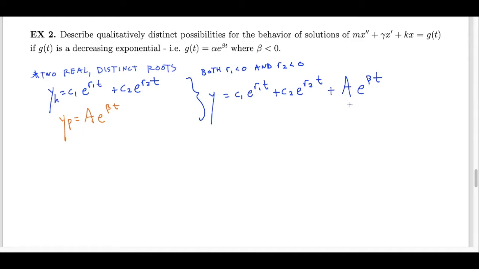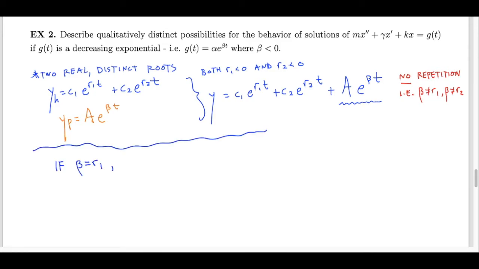More specifically, the addition of this term that results from the forcing function doesn't qualitatively change the behavior of the system. But you'll recall that this structure for a general solution assumes that there is no repetition between the y sub p that I have chosen and either of the terms in my y sub h. That is to say, I'm assuming that beta is not exactly the same as either R1 or R2. What would happen if that wasn't the case? Let's suppose beta equals R1 or R2.